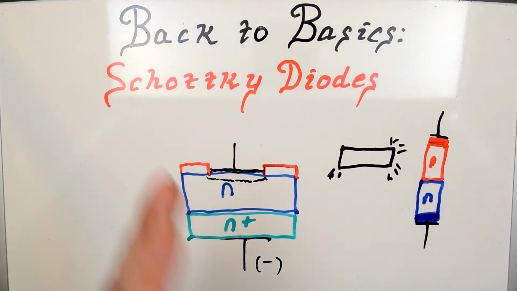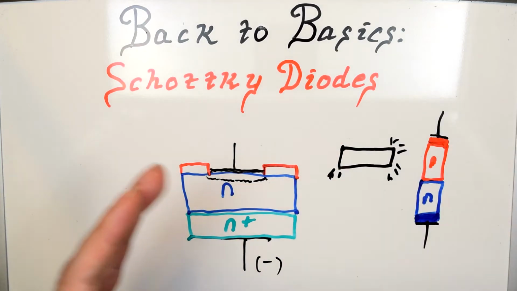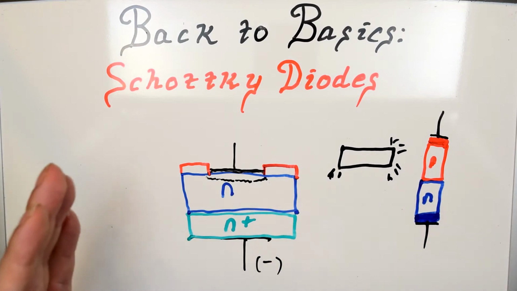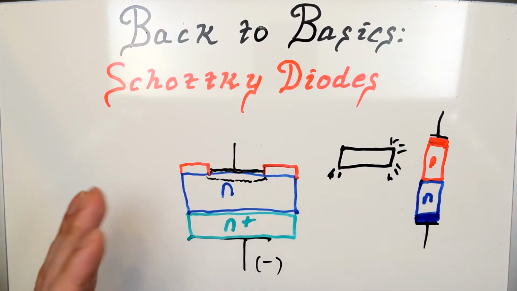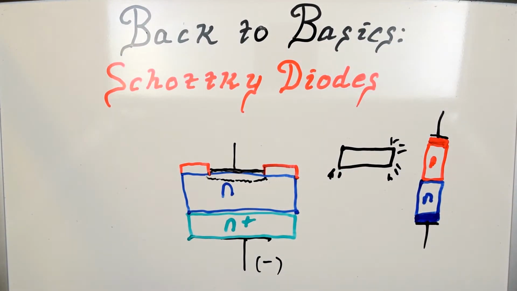So they can recover very quickly and start conducting in forward bias after being reverse biased with an AC signal, an alternating current signal, or radio frequency or audio frequencies, or whatever happens to need to be rectified.